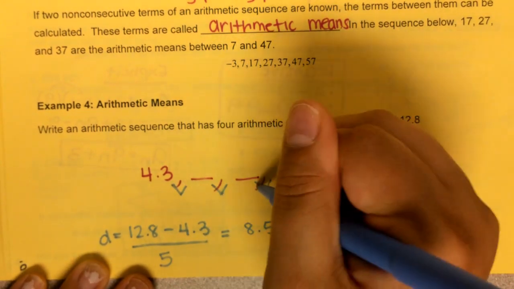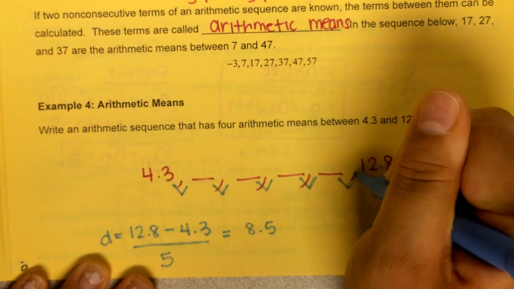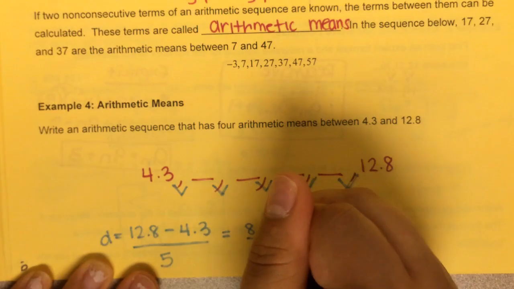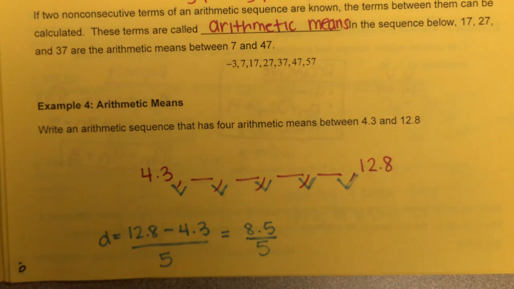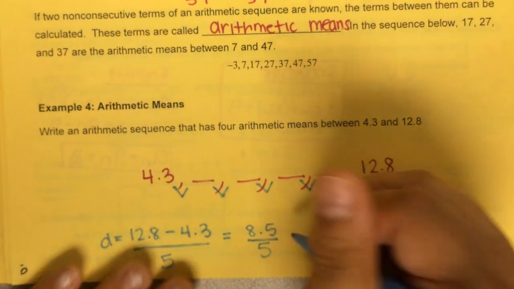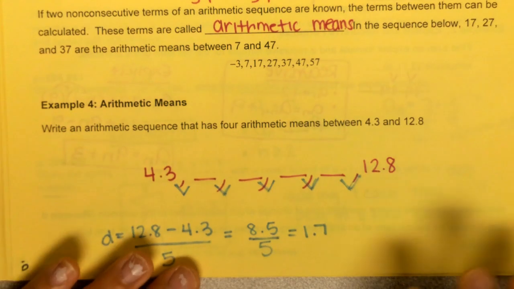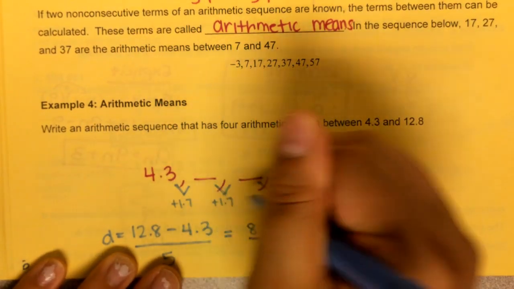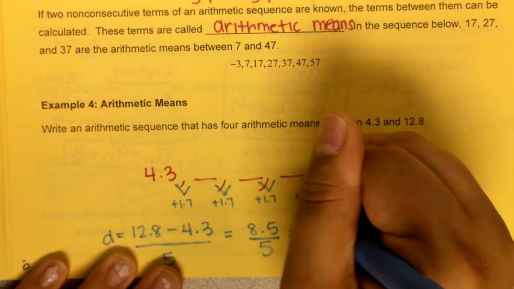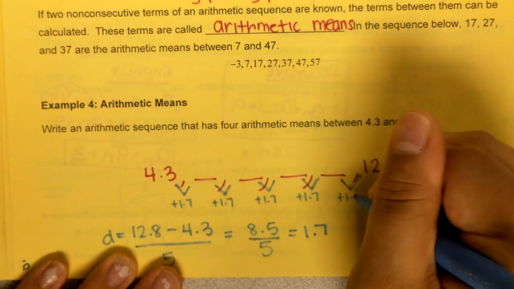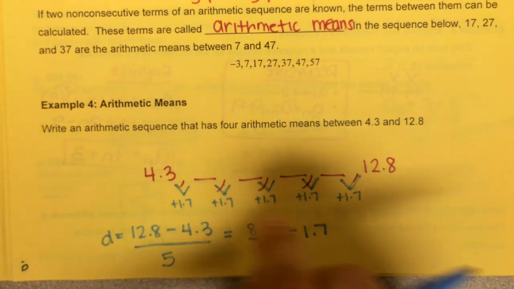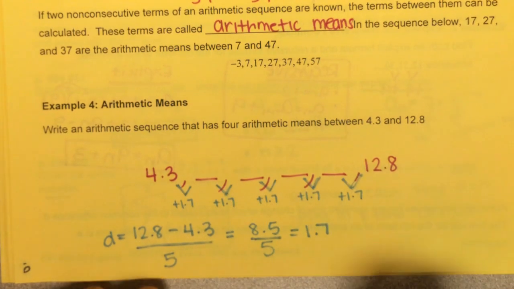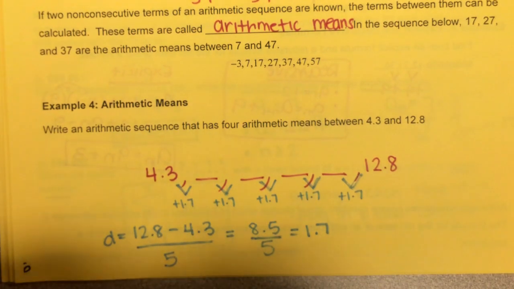How many times are you going to count the difference between these? 5 times. So what is 8.5 divided by 5? 1.7. So you're going to add 1.7 each time. And let's say you did divide by 6. When you're adding it, you'll see that you did something wrong because you'll get there too quick. Does that make sense? All right, so what's 4.3 plus 1.7?